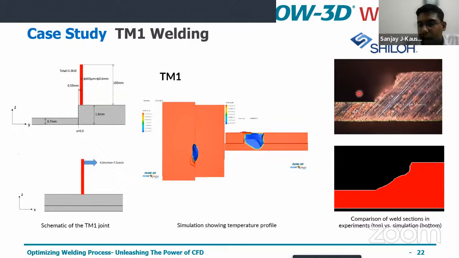And you can see the agreement. This is the actual process, the actual cross section that they have provided, and you can see the simulation results from the CFD software, and the profile agrees with that very much. So the agreement between the experimental and the simulation or numerical analysis is quite good, is what they say.